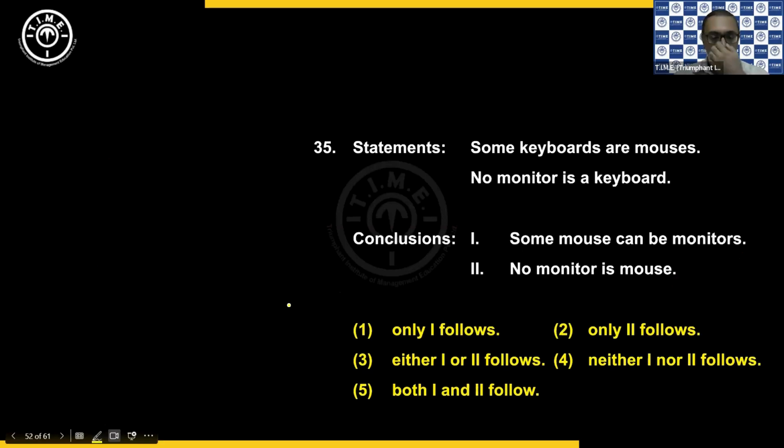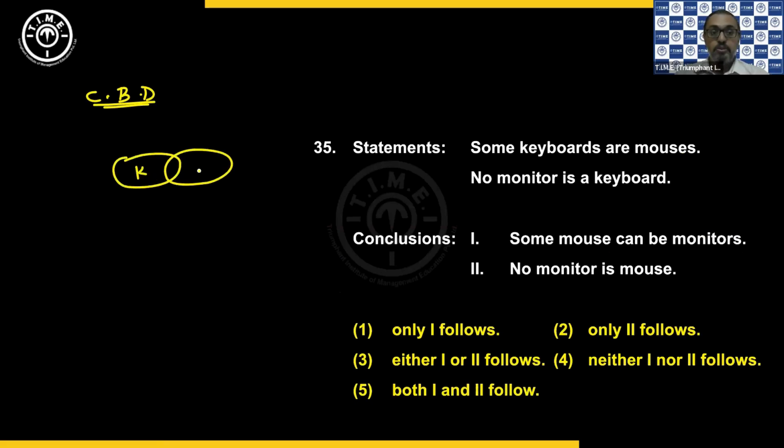Then next one. Drawing the combined diagram for the statements. Some keyboards are mouses. And no monitor is a keyboard. No overlap between monitor and keyboard. Okay. Now coming to the conclusions. First one, some mouse can be monitors. Correct. Can be. Now can be is a possibility.